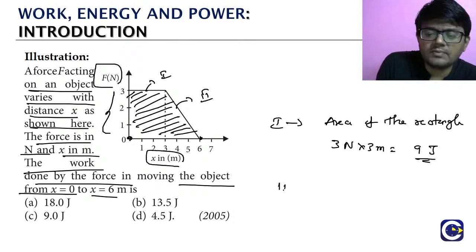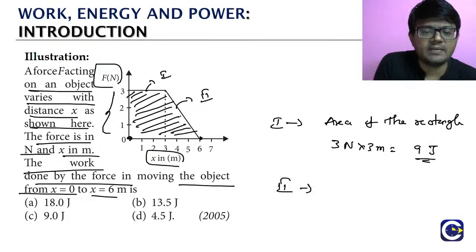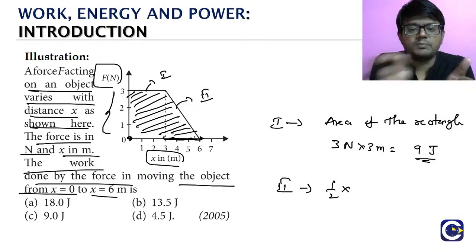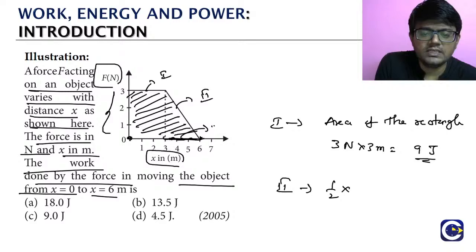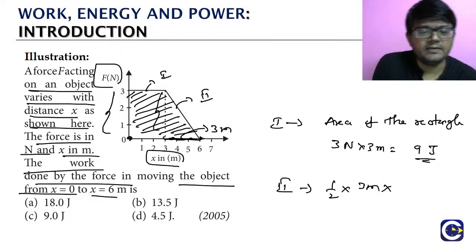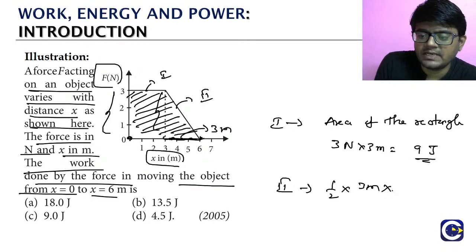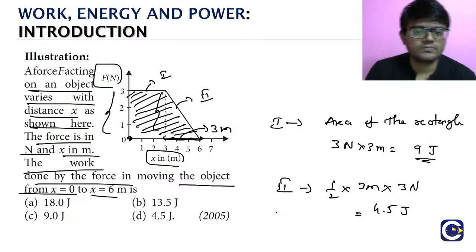Then look at the area of the second part. What is the second part area? We have a triangle here. The triangle area formula is half into base. The base is from 3 up to 6, which is 3 meters. So 3 meters into height. The height of the rectangle is the same as the height of the triangle, so the height is 3 newtons. So half into 9, which is 4.5 joules.